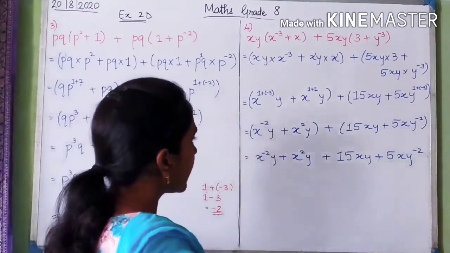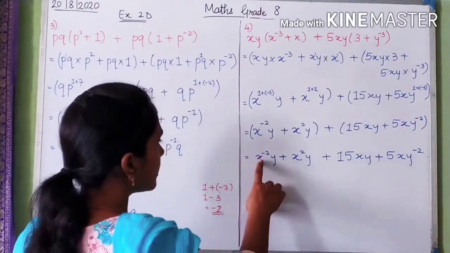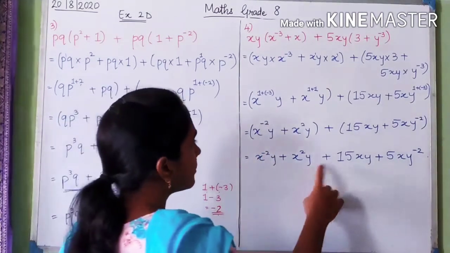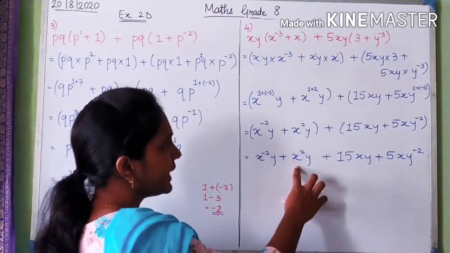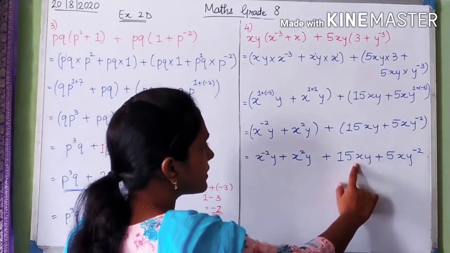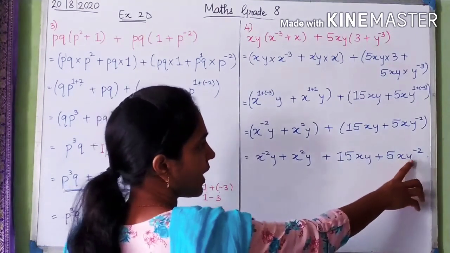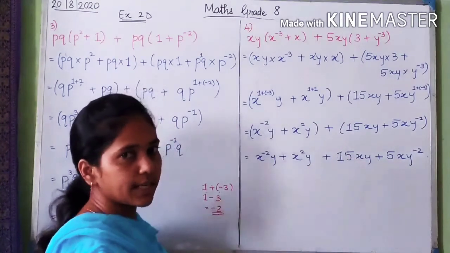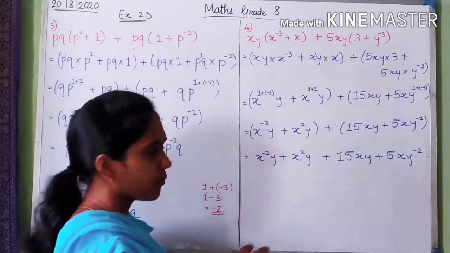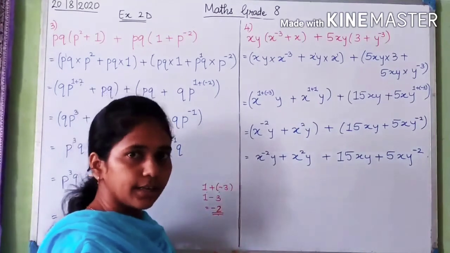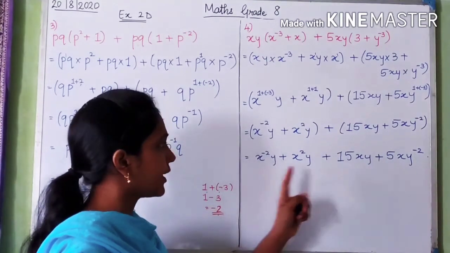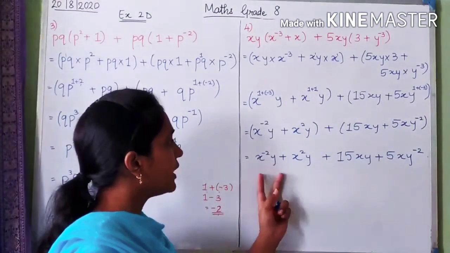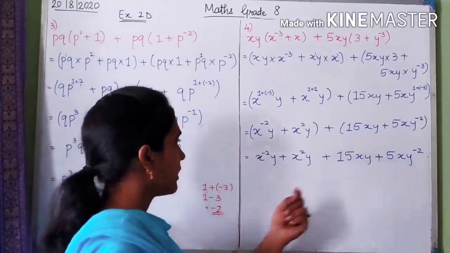Now check if there are like terms. This is x raised to minus 2 y. Is there any x raised to minus 2 y term? No. This is x square y. Is there any x square y term? No. This is xy. There is no xy term, and this is xy raised to minus 2. So there are no like terms in this expression. So we cannot solve this further. If we keep it like this only, it is okay. Why? Because we cannot simplify it further. There are no like terms which we can collect and then solve. Every term is different, so we keep this as it is.